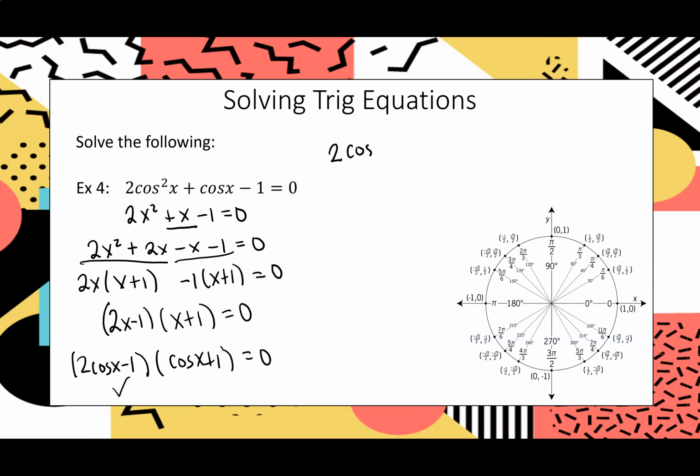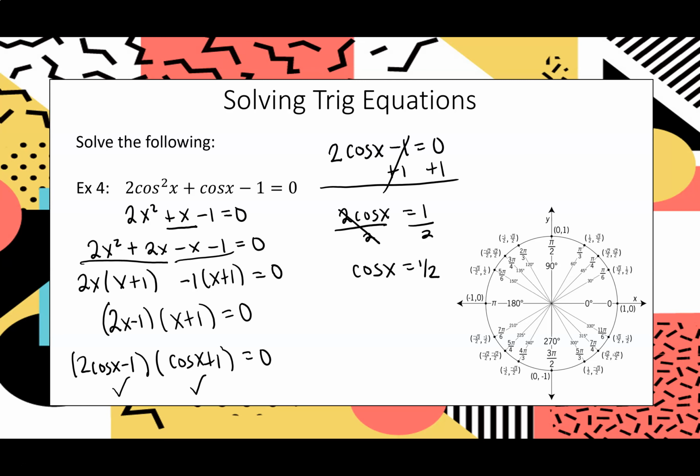So we've got 2 cosine x minus 1 equals 0. Add 1 to both sides. The 1's cancel, and I'm left with 2 cosine x equals 1. Divide by 2. 2's cancel, and I'm left with cosine x equals 1/2. Again, we'll come back to that in a hot second. Let's deal with this one now, cosine x plus 1. So here I get cosine x plus 1 equals 0. Subtract 1, and I get cosine x equals negative 1.